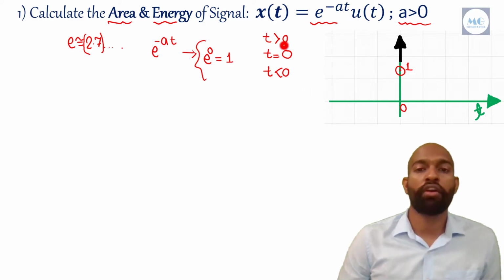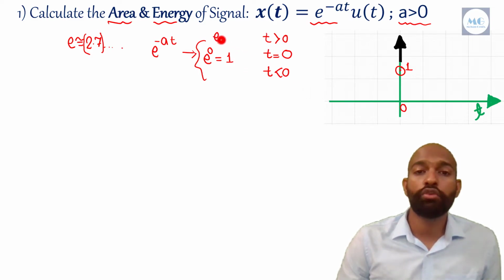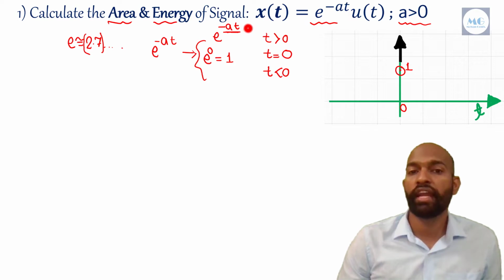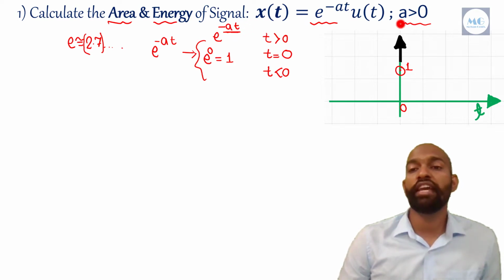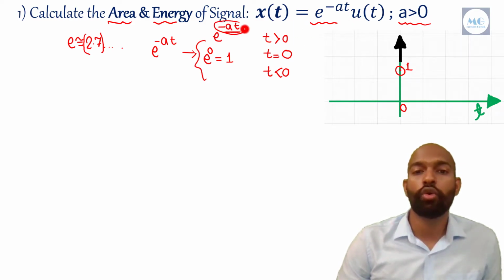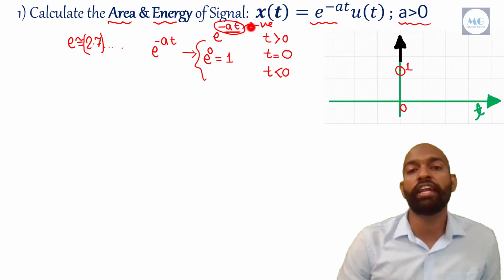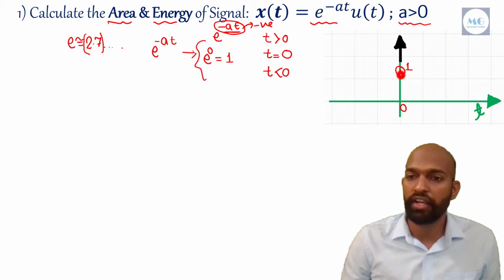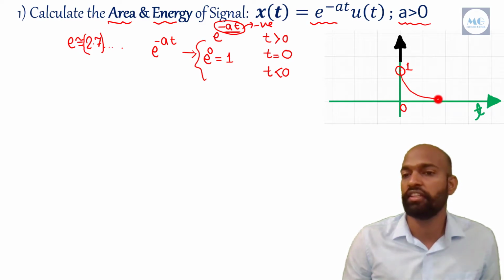Okay. Now for t greater than 0, e to the power minus at. This minus of at will be negative. Why negative? As a is already positive, this whole term minus at will be negative. So anything to the power negative means the function will be decreasing in nature. So its value will be decreasing like this.